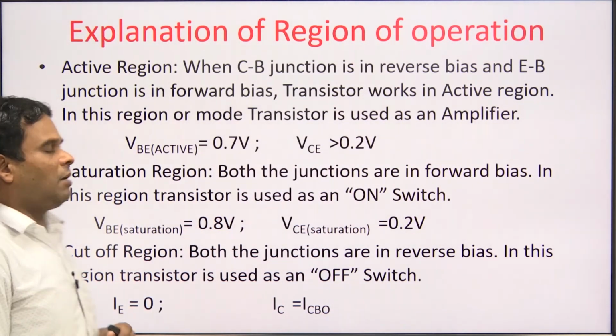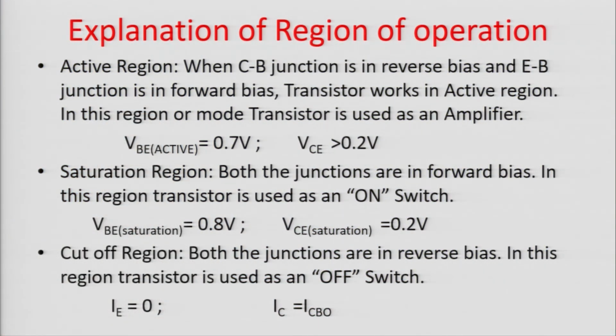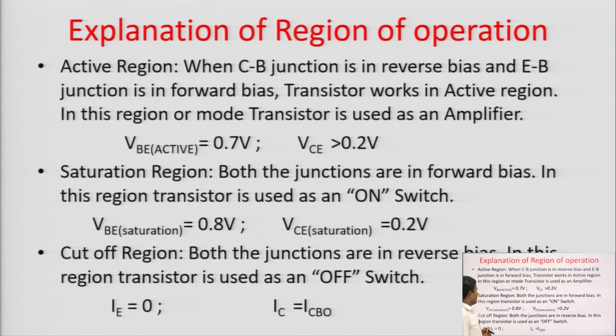And now the saturation region. If both the junctions are in forward bias, the transistor works in the saturation region, and in this region the transistor can be used as an on switch. In saturation, VCE should be equal to 0.2 volt, and VBE slightly increases because the input current increases, so it is equal to 0.8 volt. On the other hand, for the cutoff region both the junctions are in reverse bias, so it is used as an off switch, and for the off switch the emitter current is equal to 0 and the collector current is equal to the leakage current.